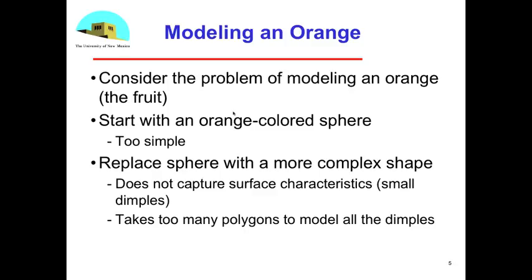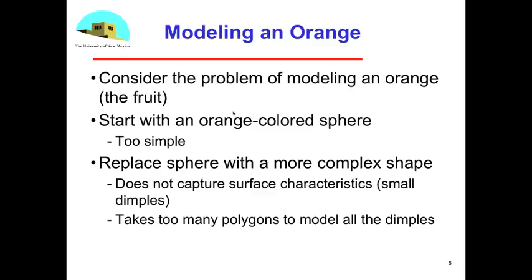So I can say, okay, first level of modeling is I'm going to make an orange out of a sphere, and we've talked about how to model the sphere recursively or by longitude and latitude. And we make it have the color of the orange, which I could go and measure some way. But you know, that's much too simple. You look at that and you say, no, that's just an orange colored sphere. It doesn't look anything like the fruit.